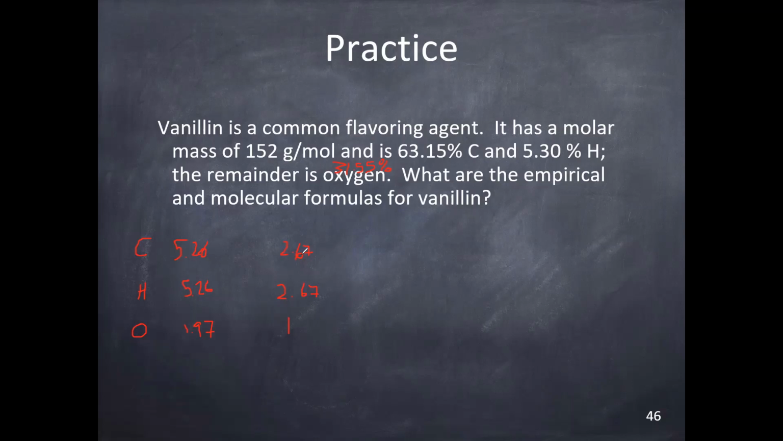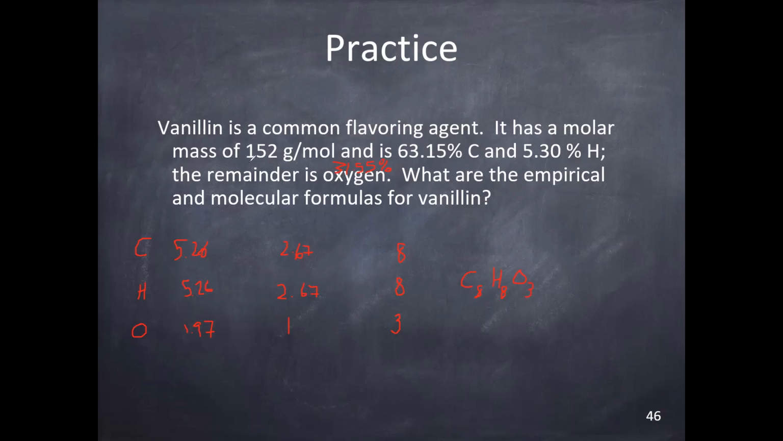And 2.67 is really the same as 2 2/3. So we're just going to want to multiply this by 3. And that means we're going to get 6. We're going to get 8, excuse me, for carbon and hydrogen, which means we're going to have to triple oxygen as well. So we should wind up with C8H8O3. And then with this one, this is again the empirical formula, the simplest ratio.